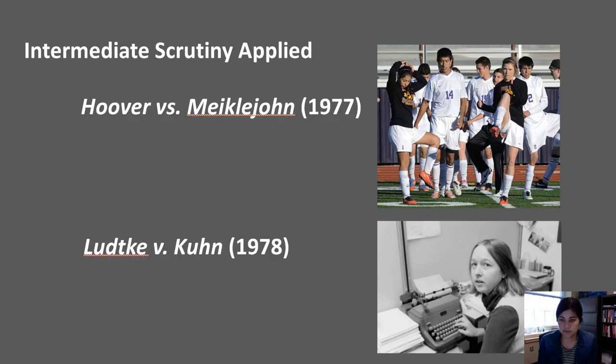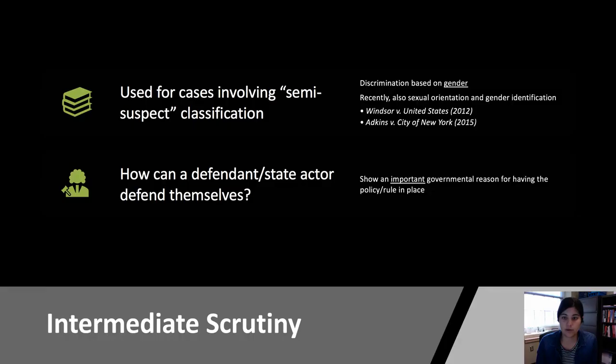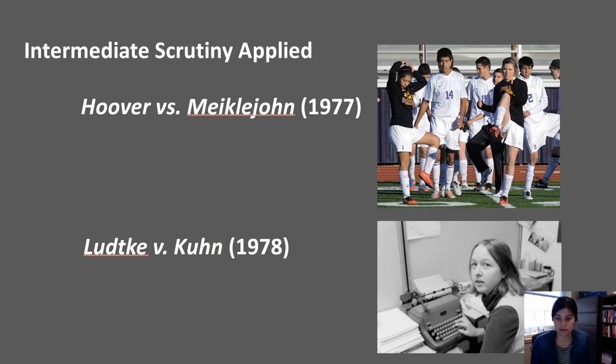They said this was an issue of safety, right? So their important governmental reason for having the policy in place is that they're worried about her safety as an individual and as a female. She claimed this is a violation of her equal protection rights. Again, the court viewed her case under the intermediate scrutiny lens because this was dealing with discrimination based on gender. And ultimately, the judge ruled in her favor.